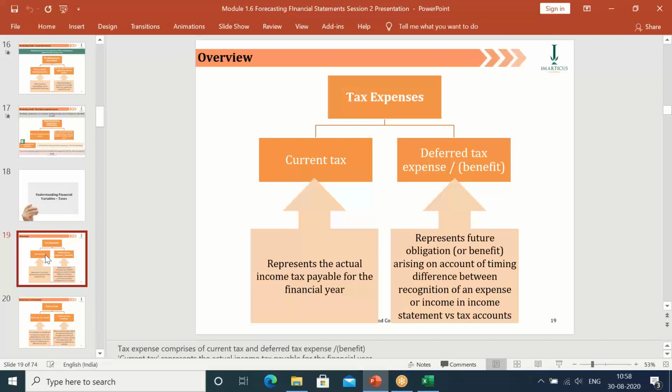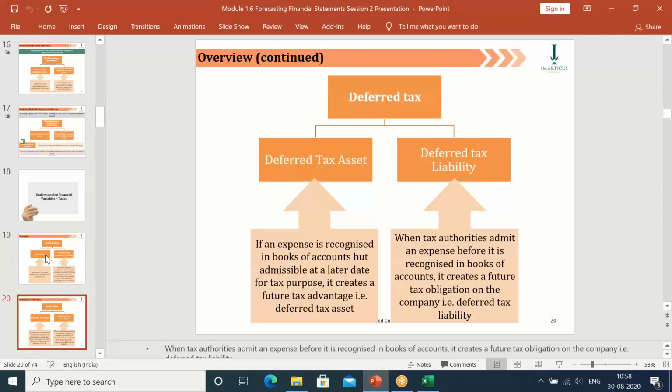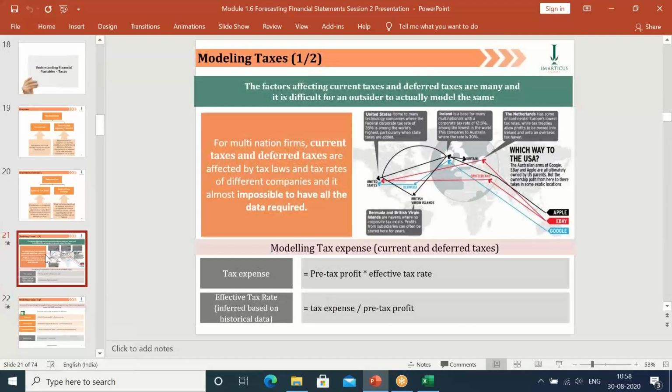आई थिंक ये आप लोगों ने डिस्कस कर लिया होगा आपके जो सेशंस हुए थे केपीएमजी के साथ. डेफर्ड टैक्स डिस्कस हो चुका है, करेक्ट? हाँ सर. Yes, sir. We'll not go through this again, deferred tax. Okay, so let's come to the computation of this.